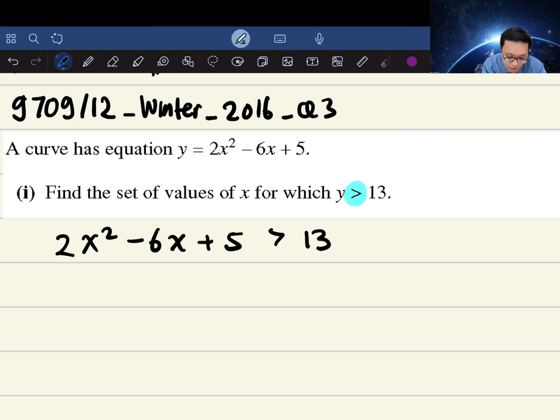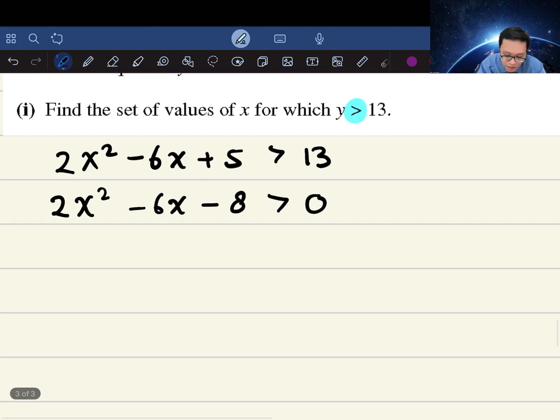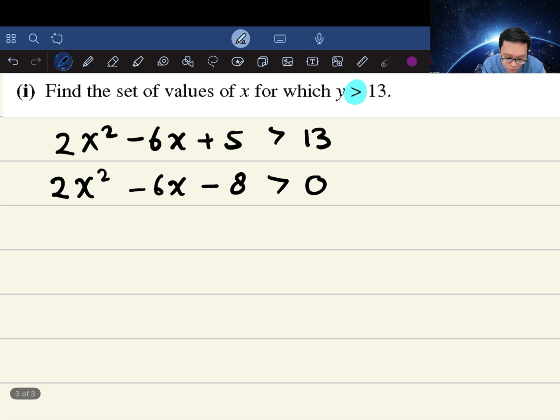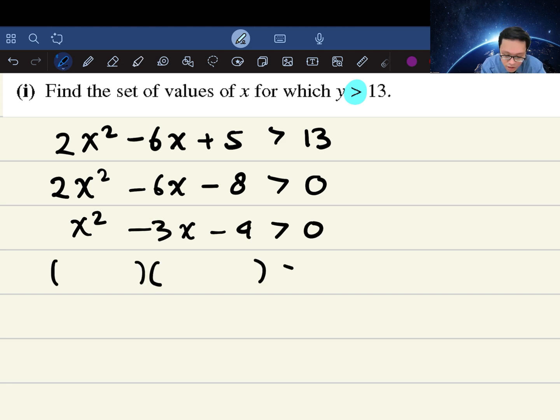From here, we can simplify, and it becomes 2x squared minus 6x minus 8 greater than 0. And then we can divide both sides by 2 to simplify. Now, here we have the quadratic inequality. What we can do first is factorize. So here we have x squared, x, and we have minus 4 giving you minus 4 and plus 1 over here.